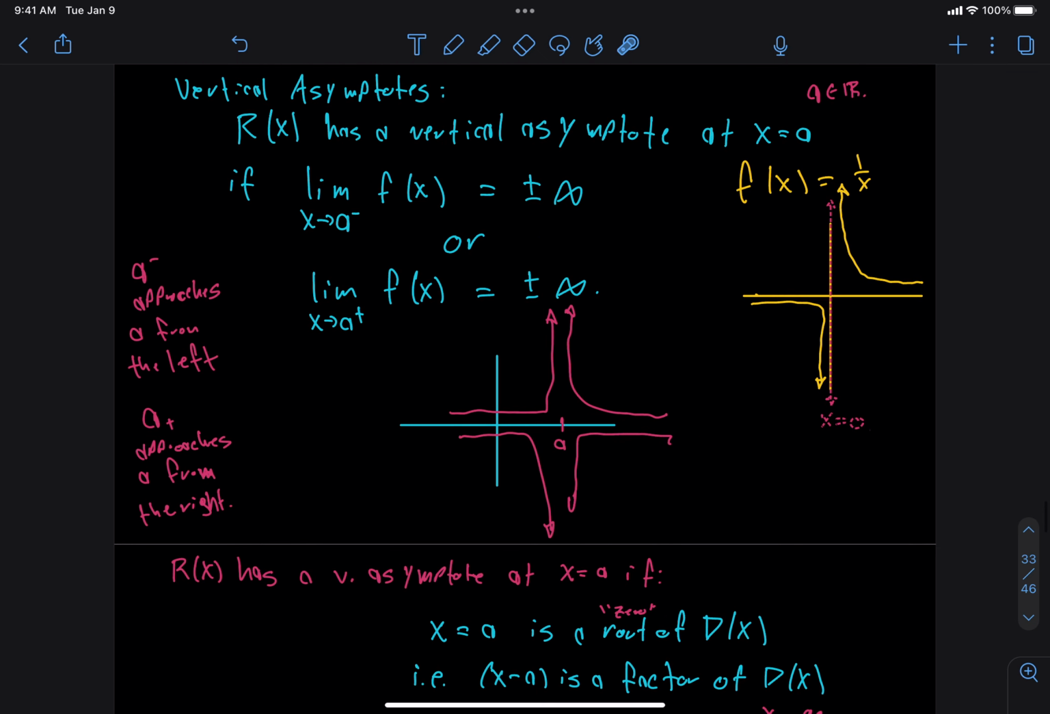Okay, so vertical asymptotes were when we had a vertical line and our function basically blows up near it. As x approaches a from the left or as x approaches a from the right, the value of the function approaches infinity or minus infinity. So that looks like something like this. We're going up, up, up, up.